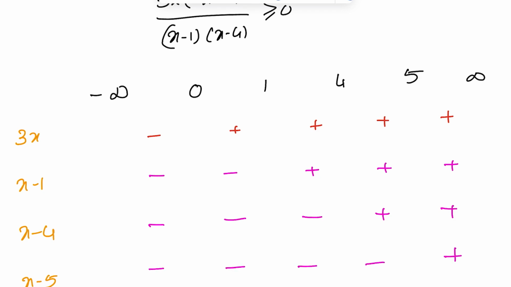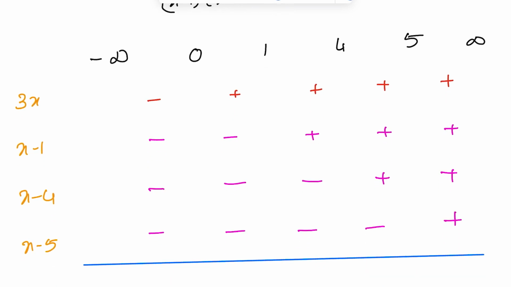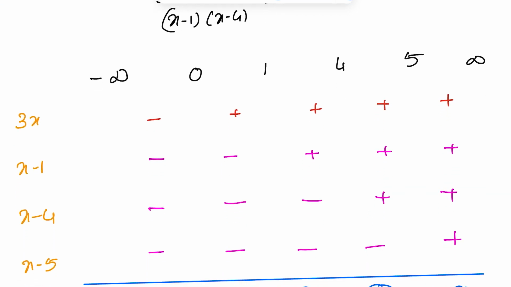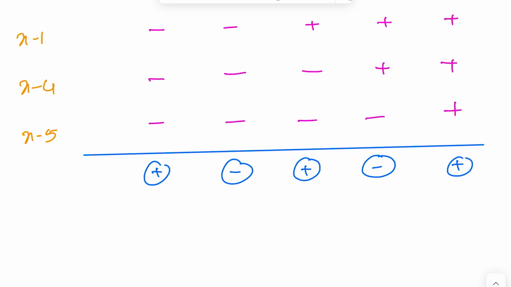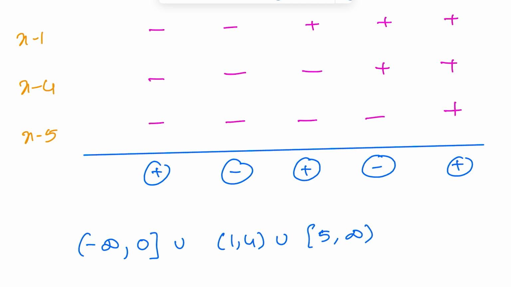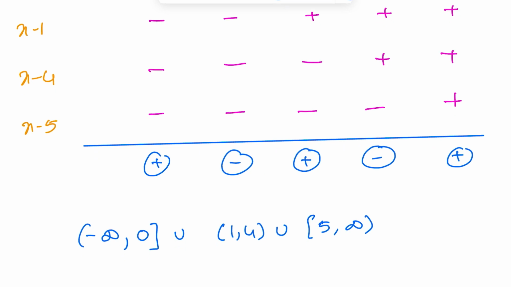Now I want the overall. Overall, this is positive, this is negative, this is positive, this is negative, this is positive. I want overall greater than or equal to 0. So from negative infinity to 0, union 1 to 4, union 5 to infinity. This is going to be the answer.